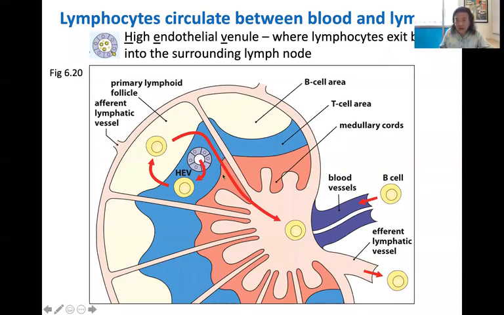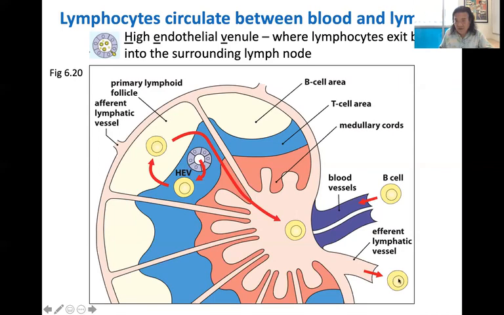That B cell then may or may not have the opportunity to activate right in here, but eventually the only way out of this lymph node is out through the efferent lymphatic vessel, right? Because at this point, right at this very first red arrow, the B cell has left the blood circulation, right? It's not going to re-enter the blood circulation. It is now part of the lymph system, right?